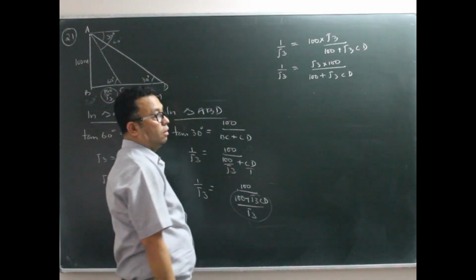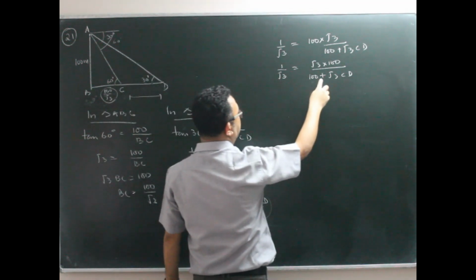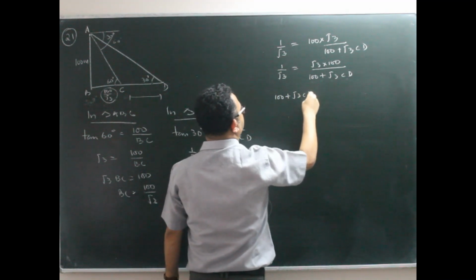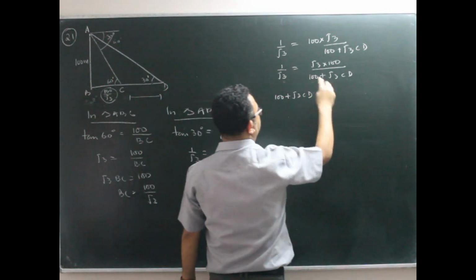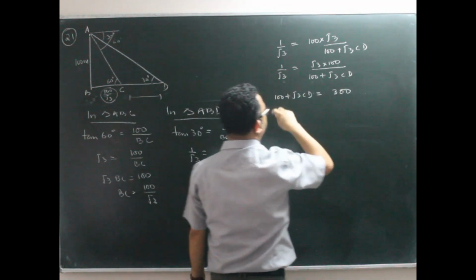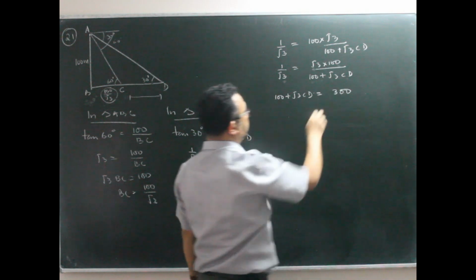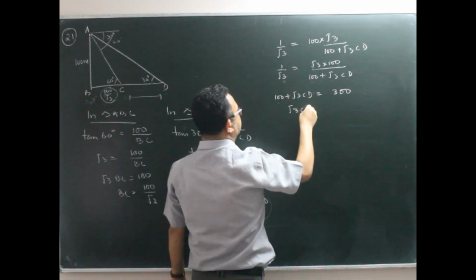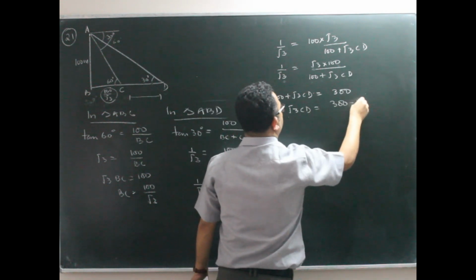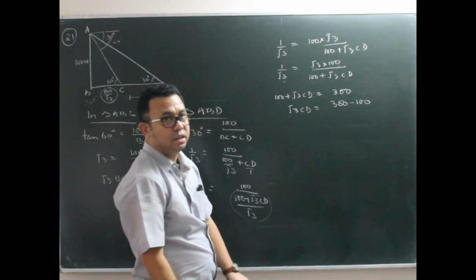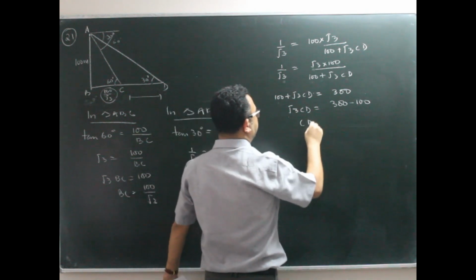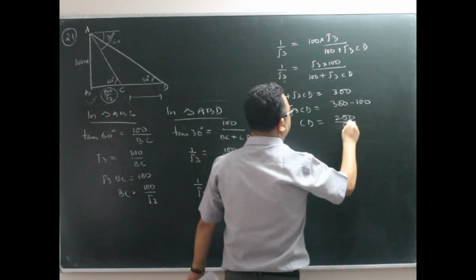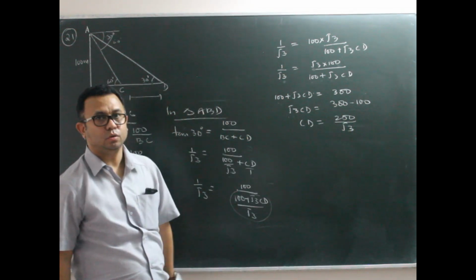Alright, let's cross multiply now. As you cross multiply, 100 plus root 3 CD will multiply 1, so it will be 100 plus root 3 CD. On the other side, root 3 into root 3 is 3, so 3 into 100 is 300. Let me transfer this 100 to that side. We have root 3 CD is 300 minus 100, as it is addition here, it will go to that side and subtract. So CD is 200. Then root 3 also you can take to that side, so CD is 200 by root 3.